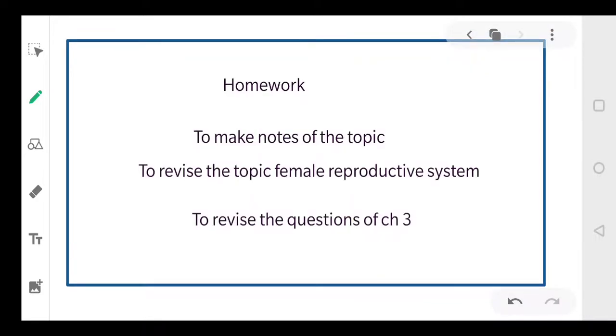So coming to your homework, dear students, first of all you will make notes of this topic if you haven't so far, and secondly you will revise this topic thoroughly, that is your female reproductive system, and you will revise the questions of chapter number 3, all questions of chapter number 3, right, dear students?